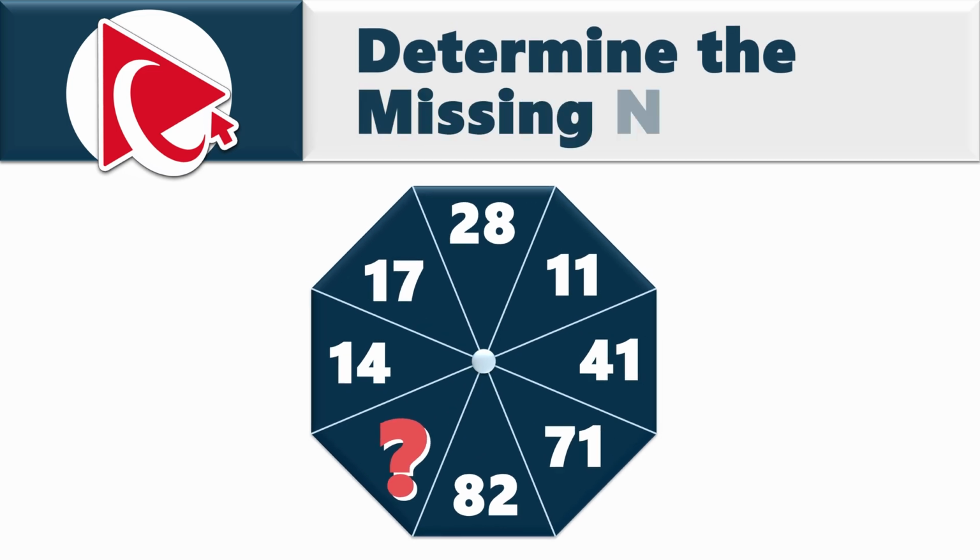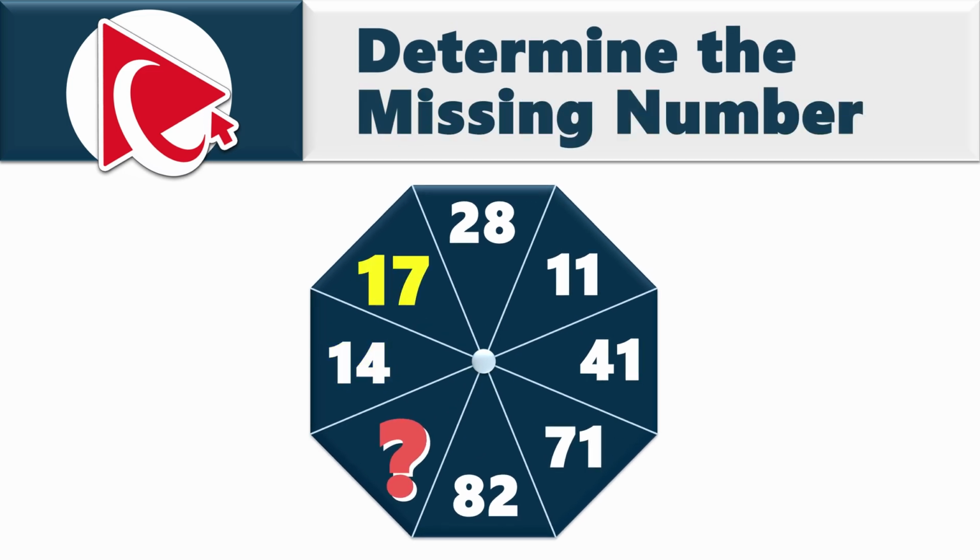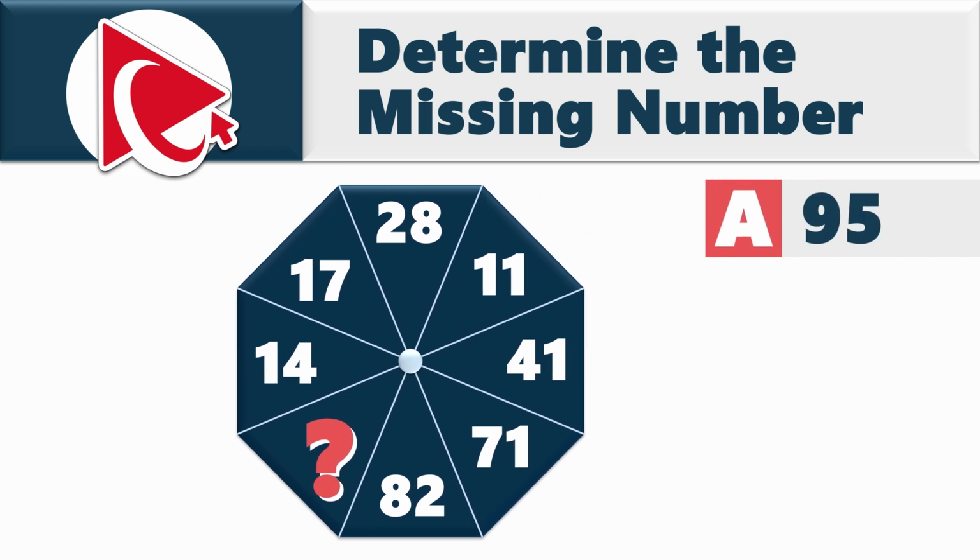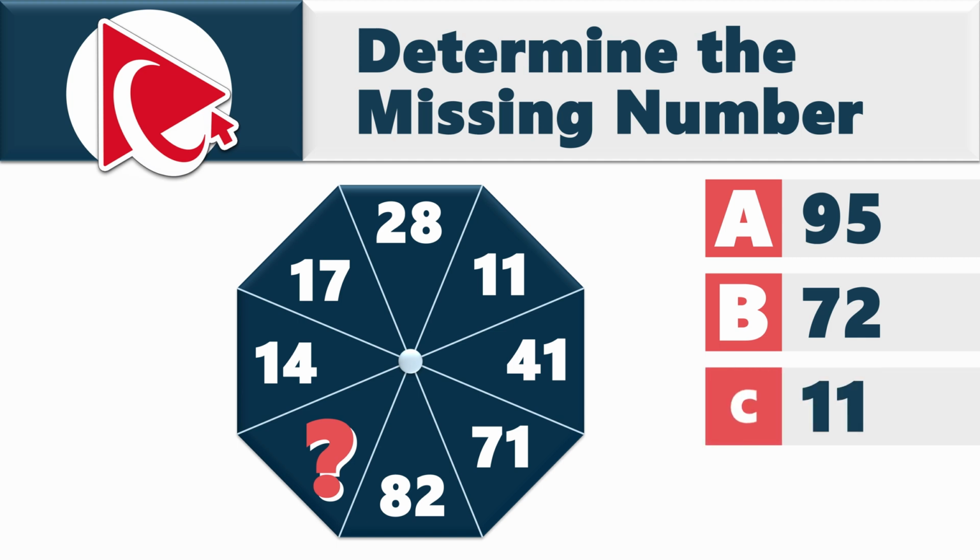You're presented with a sequence of numbers. The numbers are 14, 17, 28, 11, 41, 71, 82, and then comes the missing number, which you need to calculate and select out of 4 possible choices. Choice A, 95. Choice B, 72. Choice C, 11. And last but not least, choice D, 10.